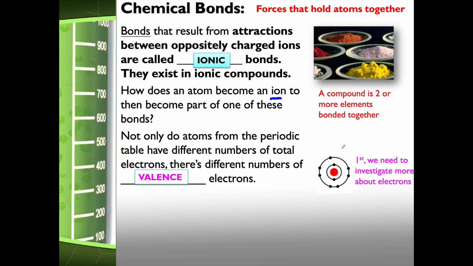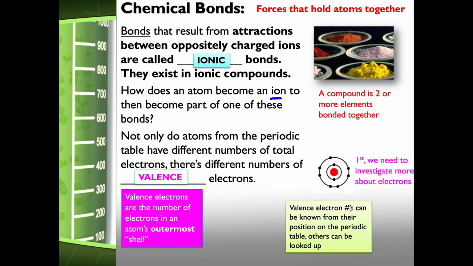9 electrons, okay? And if I go to the periodic table and I see, okay, who has 9 electrons? Oh, fluorine does. Fluorine. And fluorine would love to have an electron right here, but it doesn't. So it's unhappy. So it has 7 valence electrons in its outermost shell, okay? So valence electrons are the number of electrons in an atom's outermost shell.